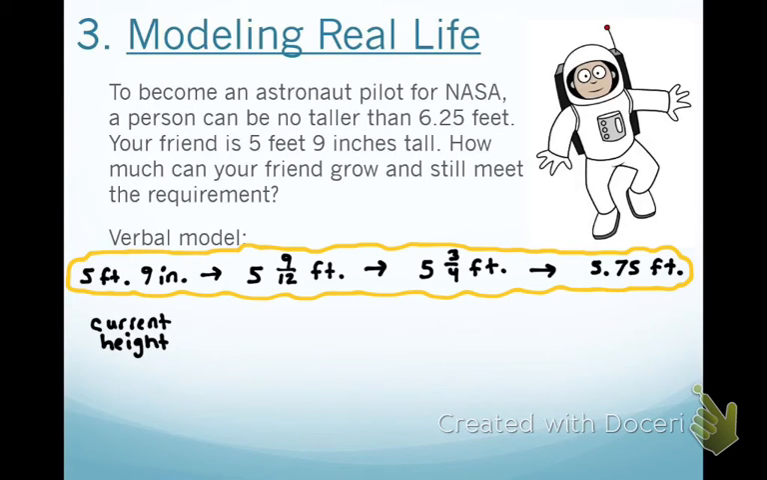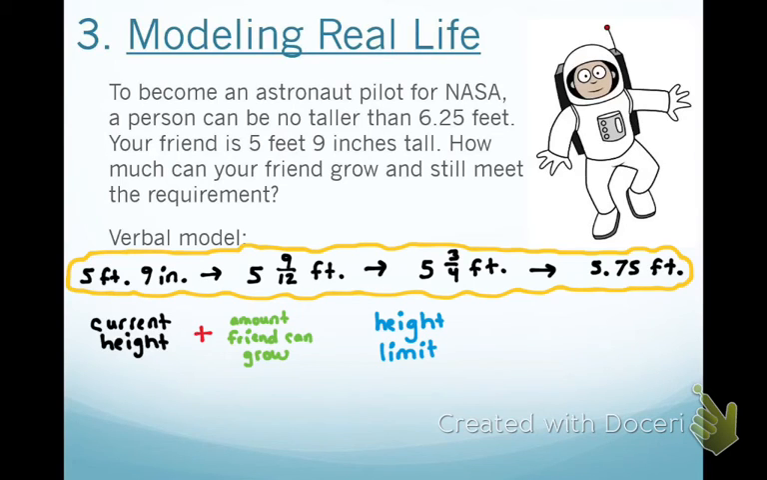Now, your friend is 5 feet 9 inches. Do they have any room to grow before they reach that height limit? Yes or no? Yes. So if they can grow, that means we can add some extra height, all right? So we can add, and then I want you to write this, the amount that your friend can grow. We don't know yet how much your friend is allowed to grow, but we know your friend is allowed to grow some before they reach, over here I want you to write, their height limit.